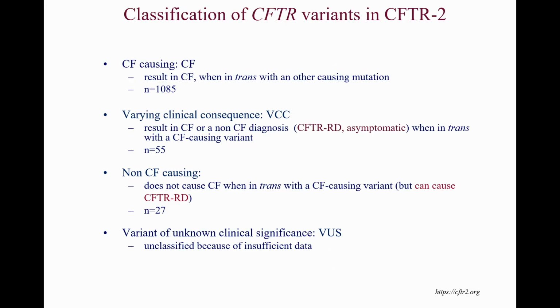CFTR2 classifies CFTR variants in 4 main classes: CF-causing variants, which cause CF when in trans with another causing mutation; variants with varying clinical consequence, which result in CF or a non-CF diagnosis when in trans with the CF-causing variants; variants which are non-CF causing, which do not cause CF when in trans with the CF-causing variants; and variants of unknown clinical significance. But you may note that genotypes associated with CFTR-related disorder can be found among VCC variants, but also among non-CF-causing variants.